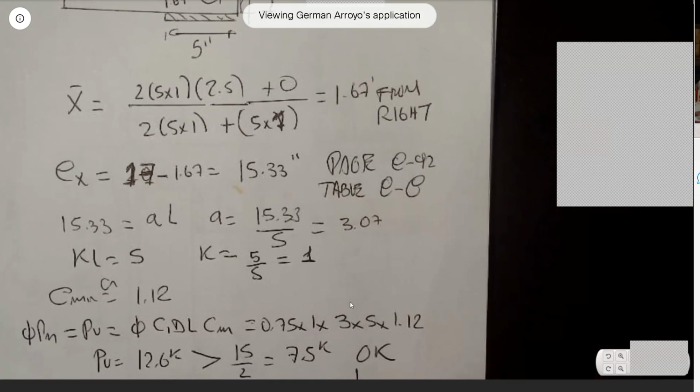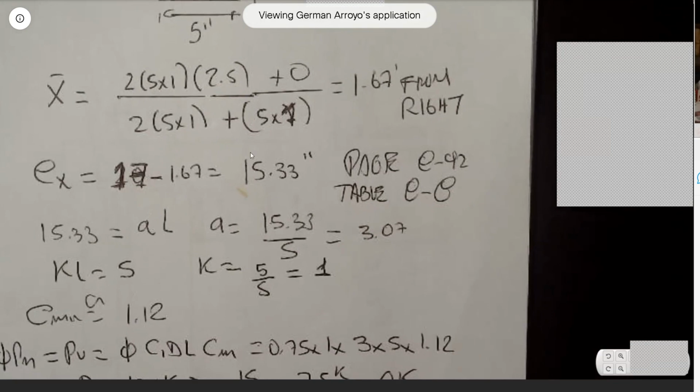eccentricity, 15.33 equal to A times L. This is a constant, not the size of the weld, like I mentioned before. 15.33 divided by 5 is almost 3. And KL equal to 5.5, K equal to 1. So go to the table with the value of A of 3 and K equal to 1.